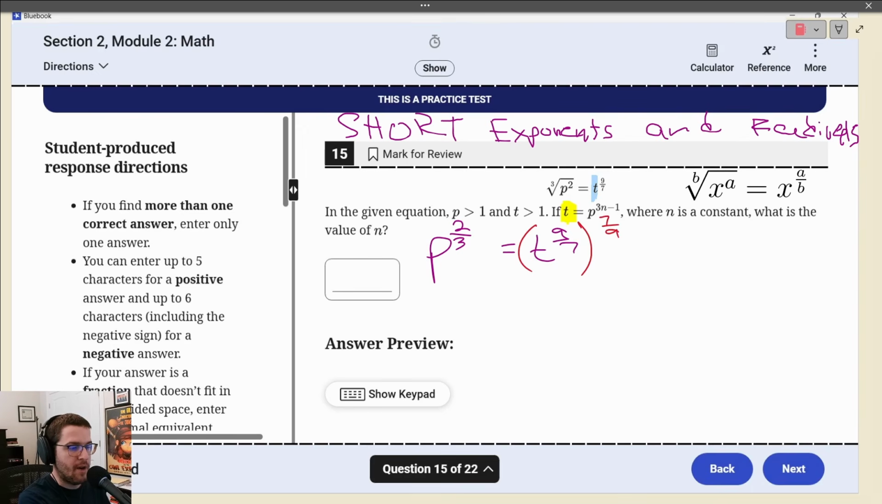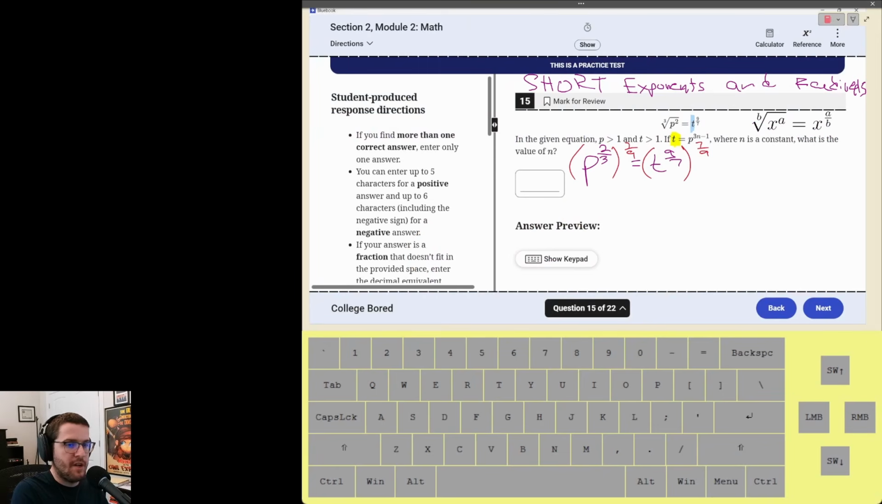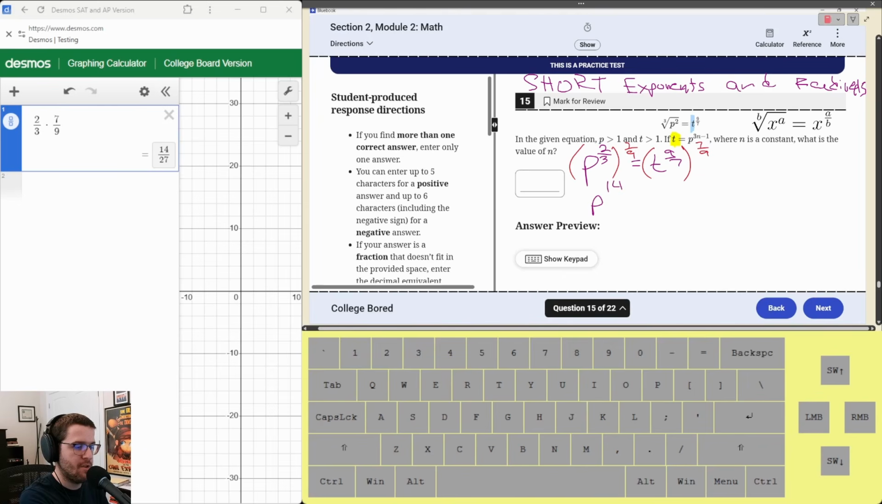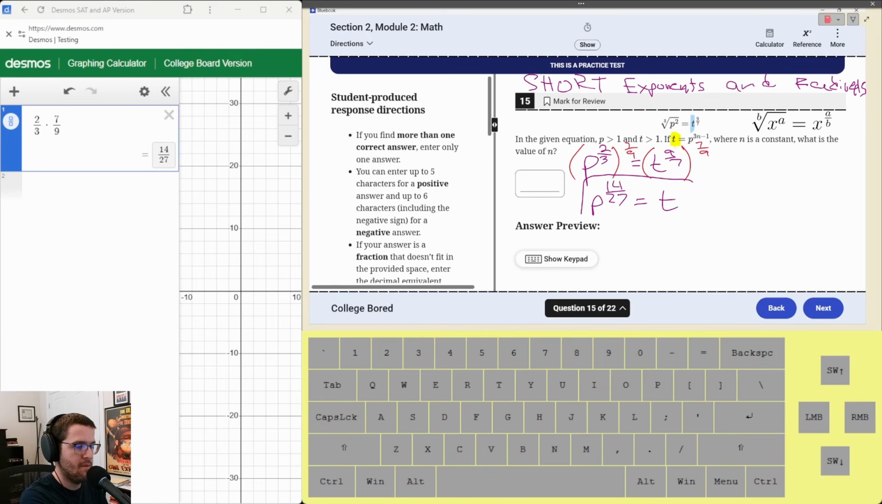Think about it. It's a power to a power. 9/7 times 7/9 is going to give you 1. So you'll get t to the 1, which is what you want. So we've got to raise this side to the 7/9 as well. You don't need to do this in your head. So we got 2/3 times 7/9 because of the power to a power law, and that is giving me 14/27. Okay, so I got p to the 14/27 is equal to t.